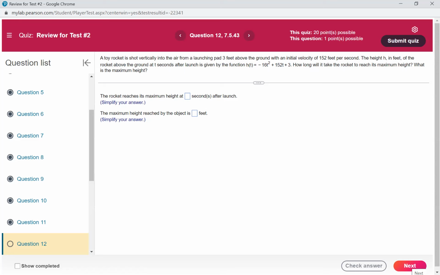I can't see your paper. Oh no, I was just reading it out and then I'm going to put it on my paper.